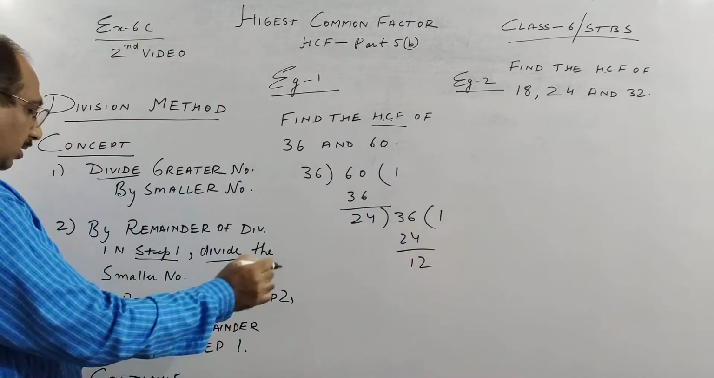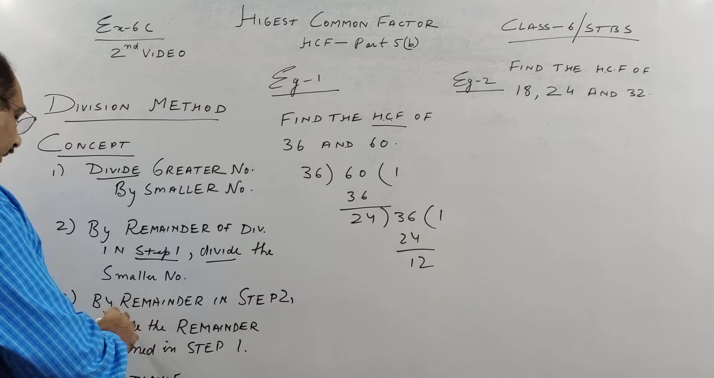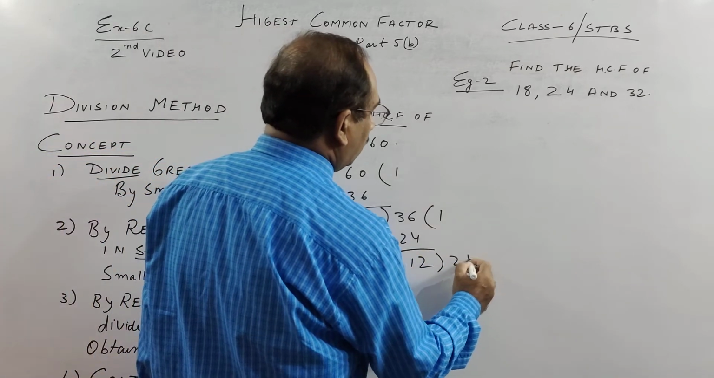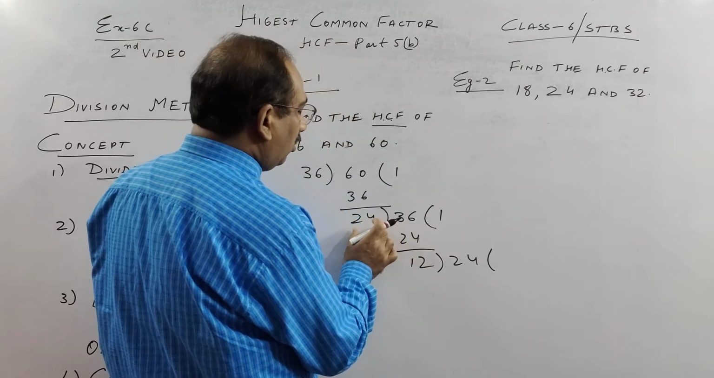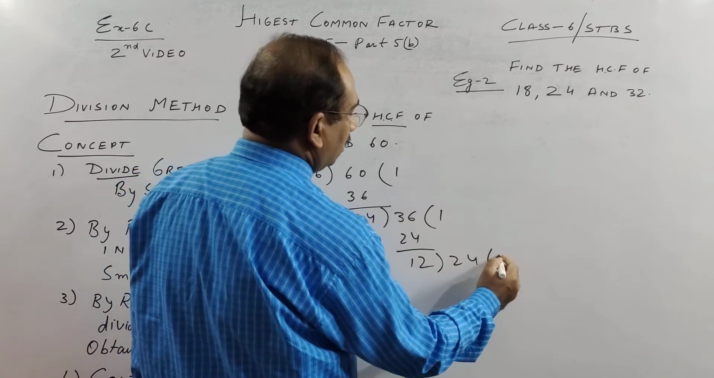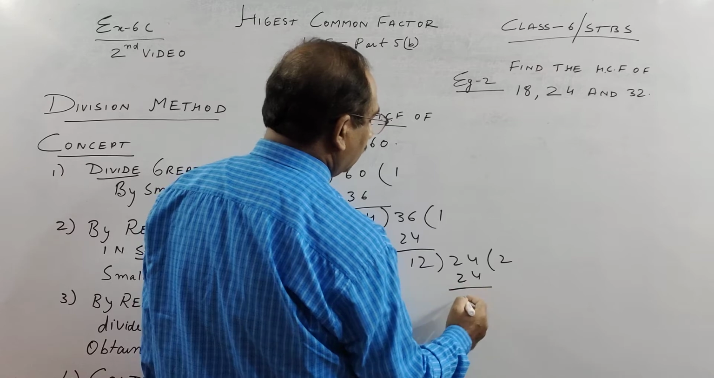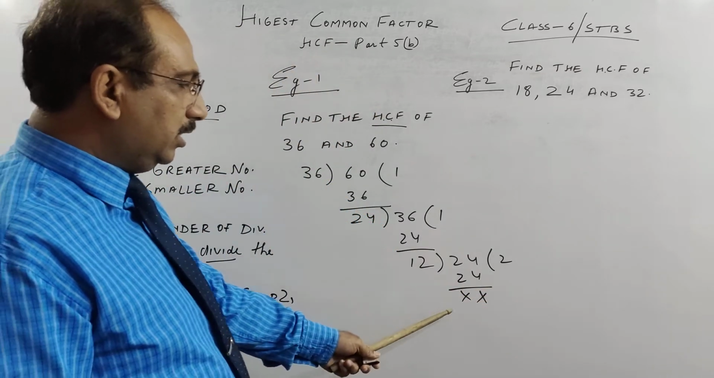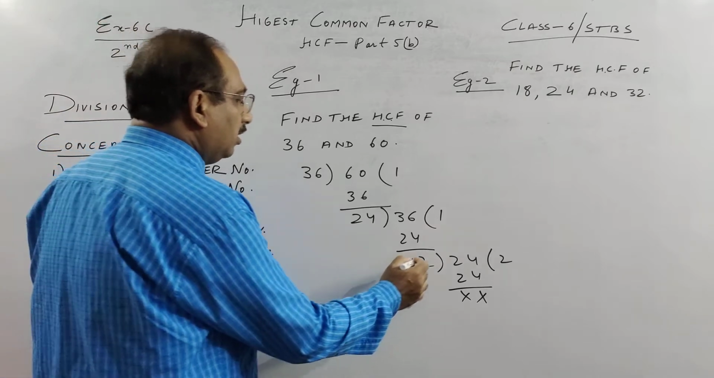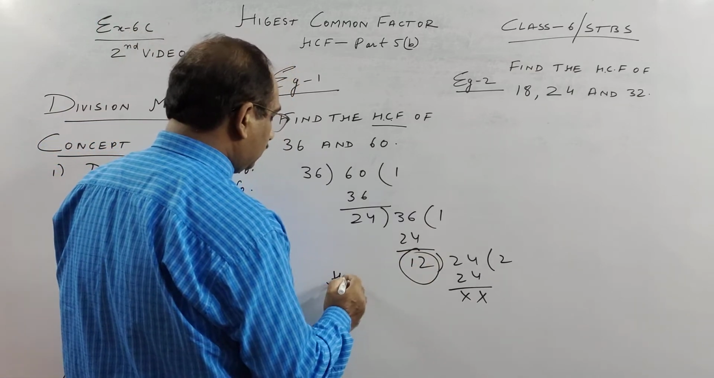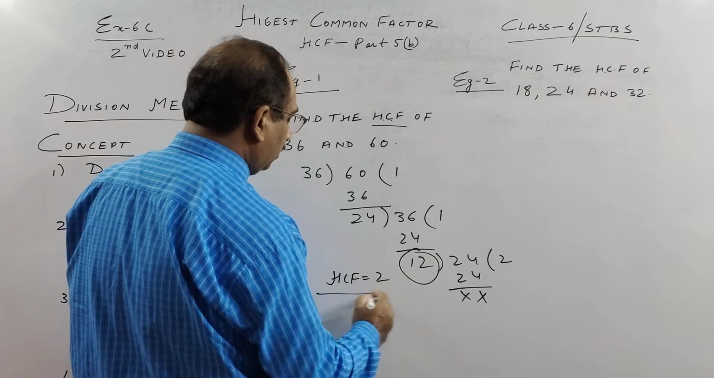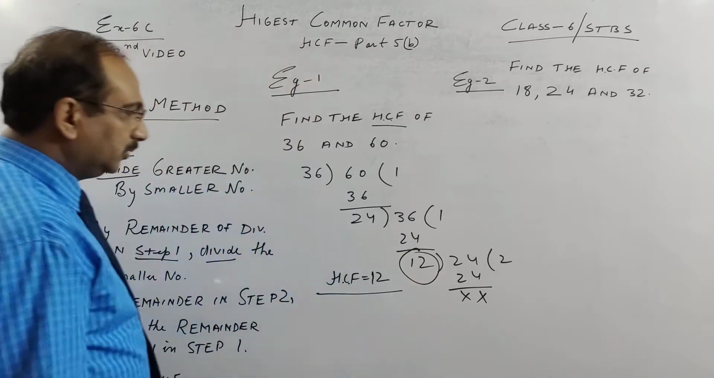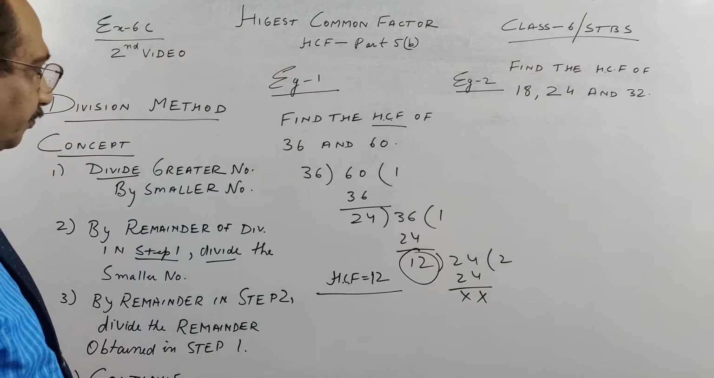By the remainder in step 2, divide the remainder obtained in step 1. So the divisor, or the remainder of step 1, comes here. This is how we do it, until there is no remainder. No remainder means this is the HCF of the two given numbers: 12. Got it?